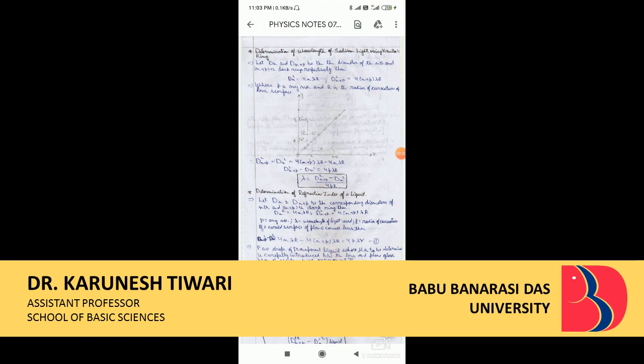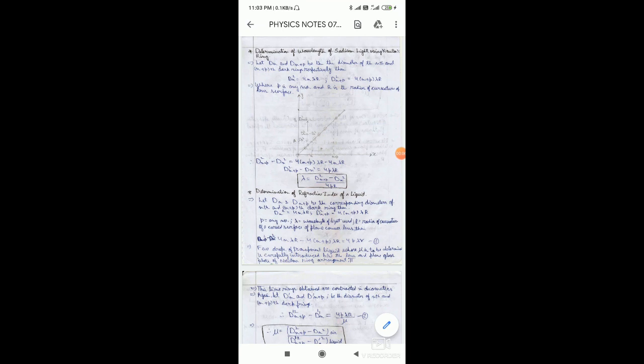Now we will discuss the determination of the wavelength of sodium light using Newton's ring, as we have discussed in the above lecture about Newton's ring. So now we will discuss the application of Newton's ring: how we can determine the wavelength of sodium light by using Newton's ring.